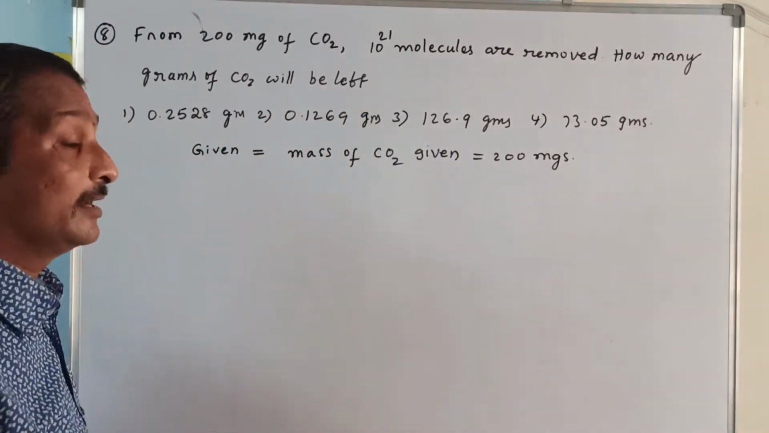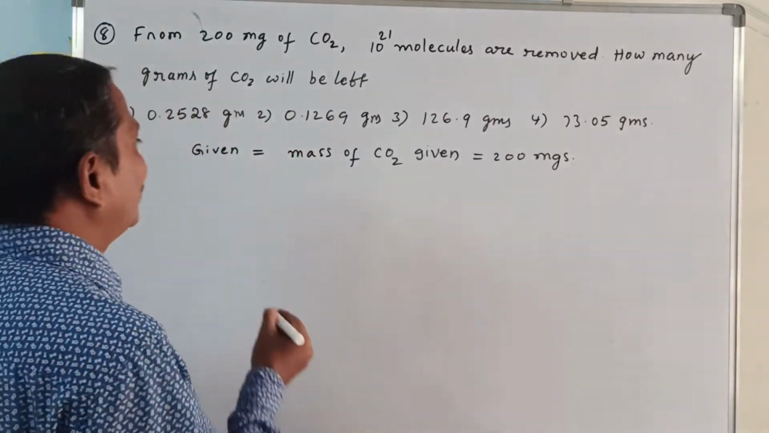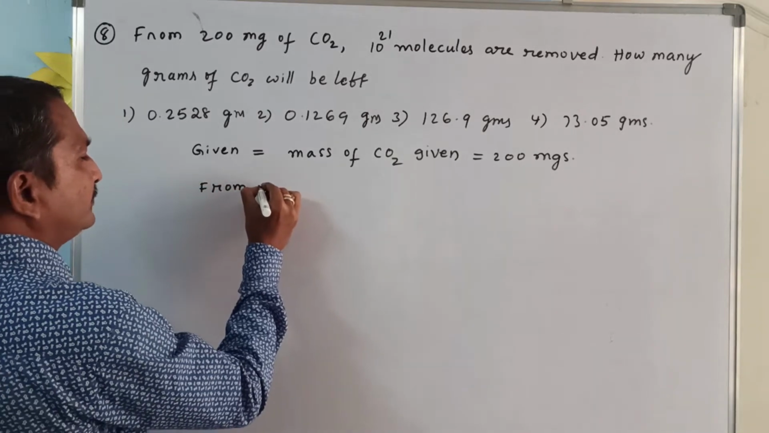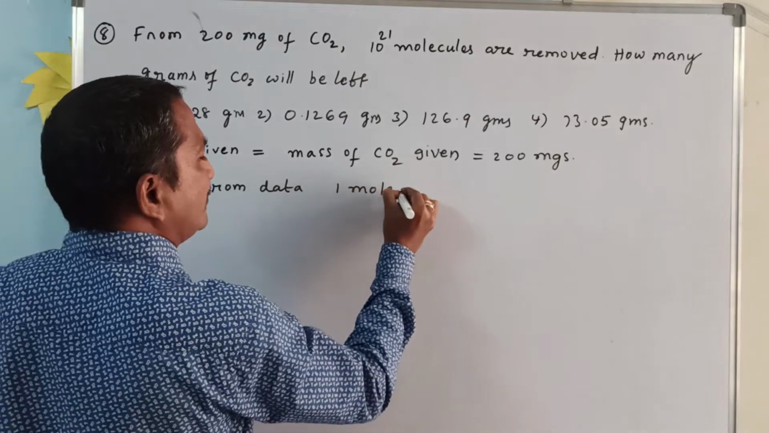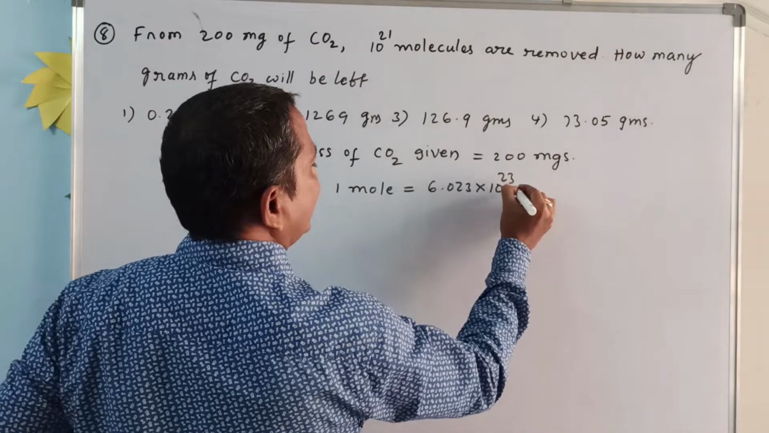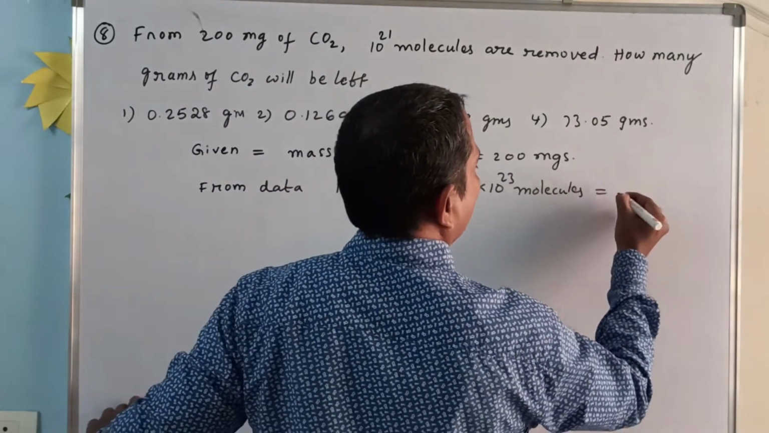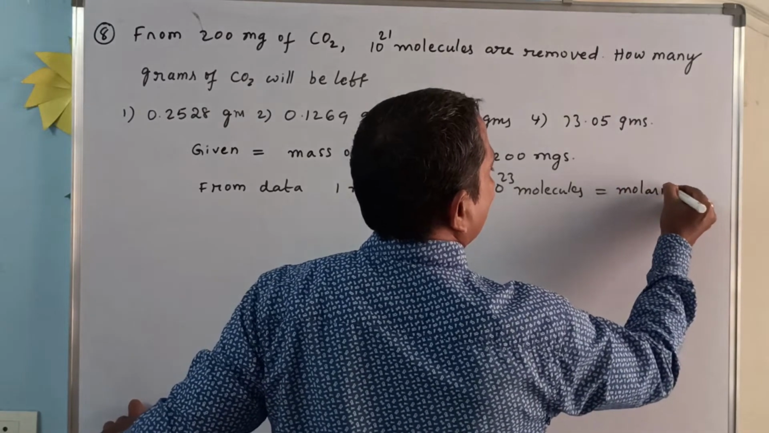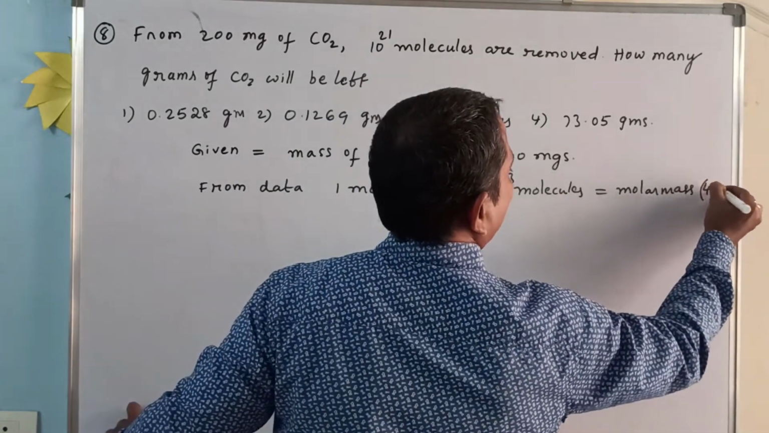Next, from previous videos, what we know? From previous data, we can write 1 mole is equal to 6.023 into 10 power 23 molecules, which is equal to the molar mass. The molar mass of carbon dioxide is 44.